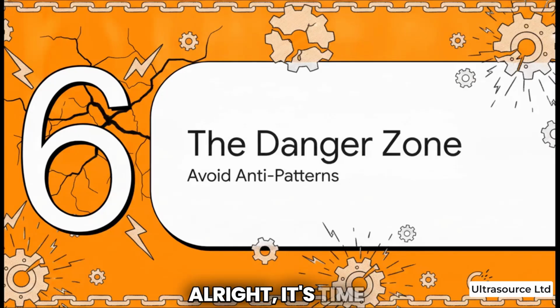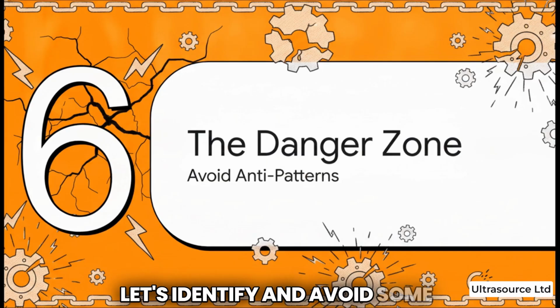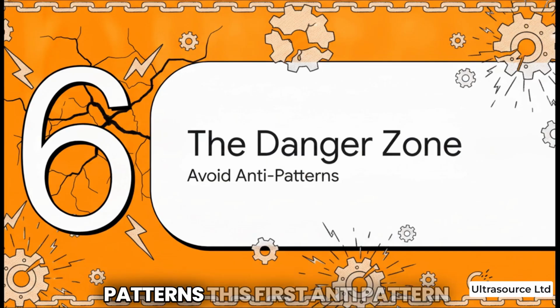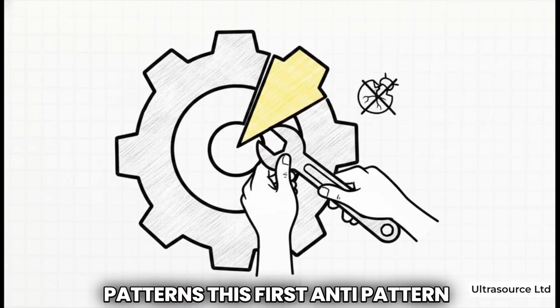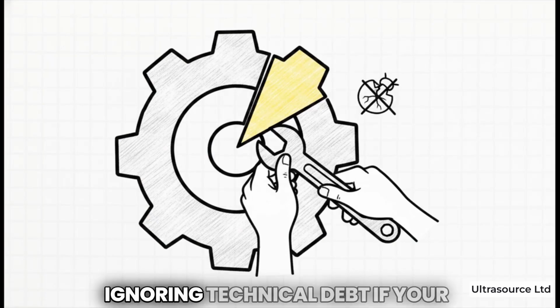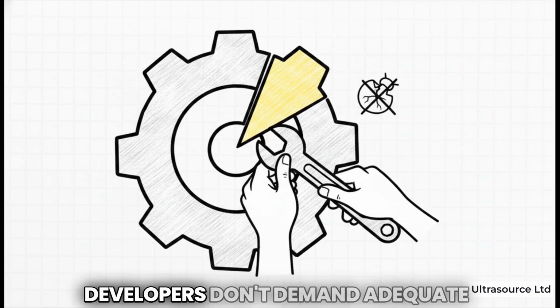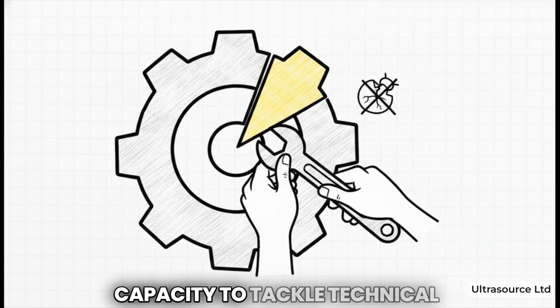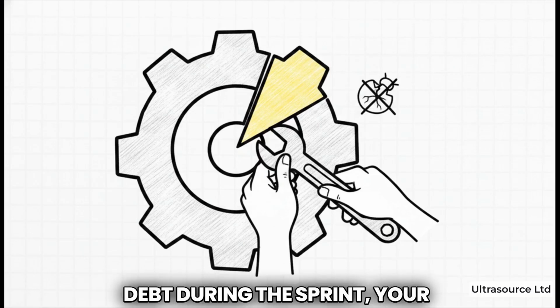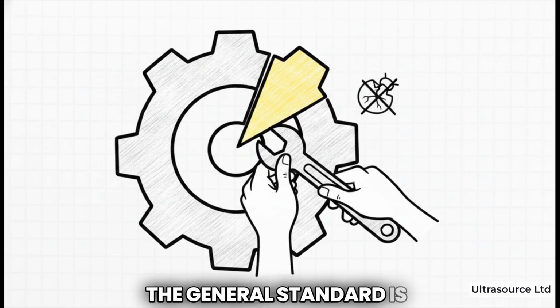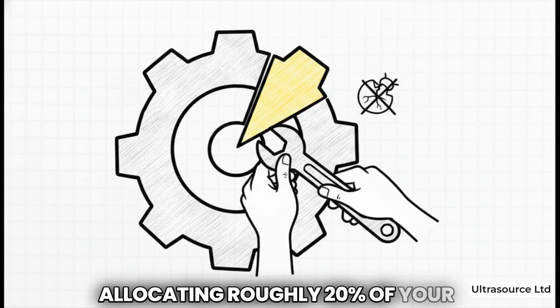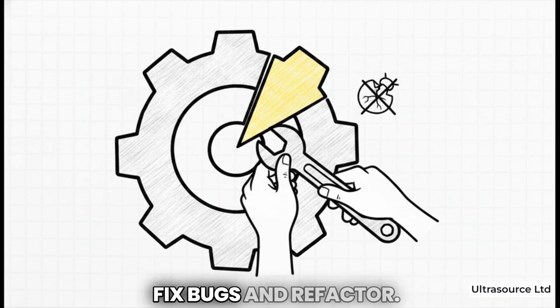All right, it's time for the danger zone. Let's identify and avoid some common sprint planning anti-patterns. This first anti-pattern is honestly a silent killer, ignoring technical debt. If your developers don't demand adequate capacity to tackle technical debt during the sprint, your codebase is going to rot. The general standard is allocating roughly 20% of your sprint capacity to just fix bugs and refactor.